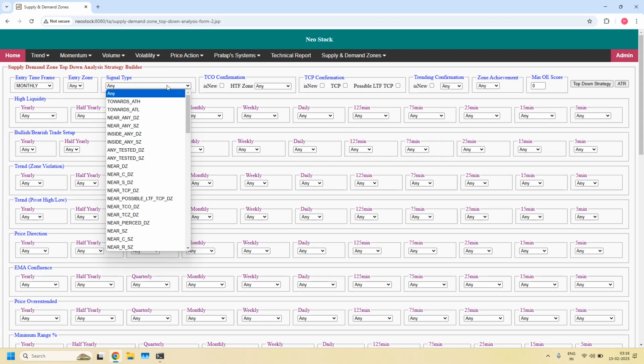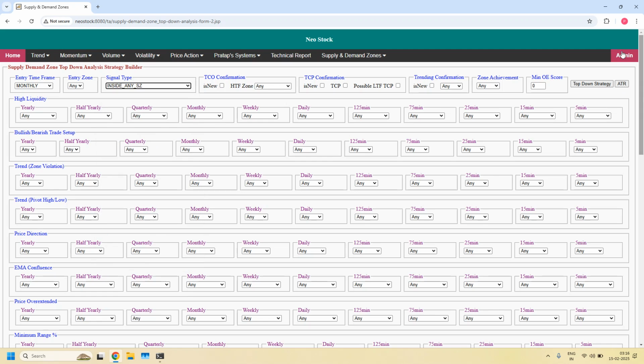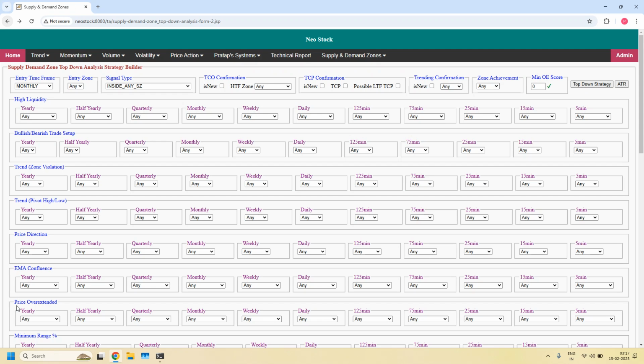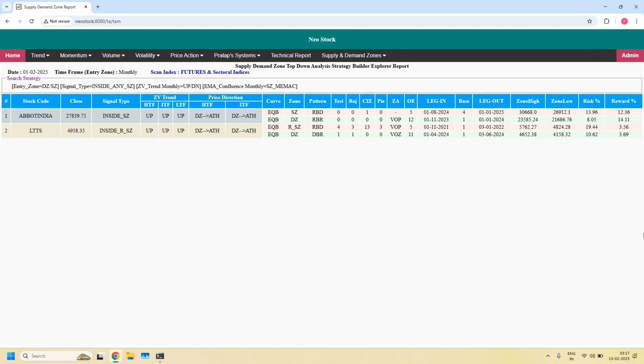monthly time frame. Price closed inside the monthly supply zone. We got 6 stocks. We can further filter based on a monthly supply zone having monthly EMA Confluence. So let's filter. I'm going back in the EMA Confluence at monthly time frame. I'm setting the filter monthly supply zone having monthly EMA Confluence or not. At the same time, trend at monthly time frame I'm setting up or down. With these filters we got 2 stocks.